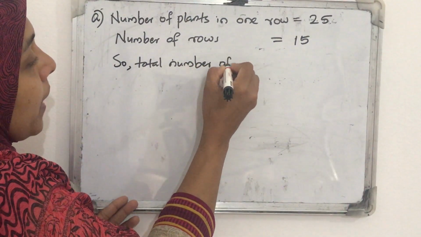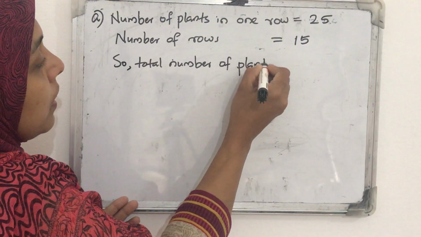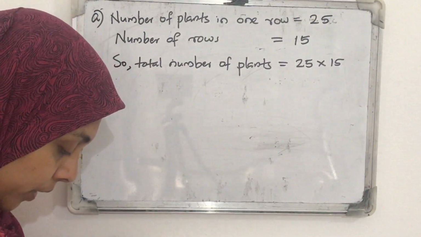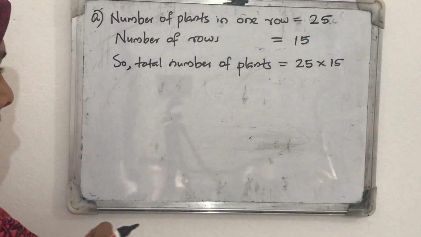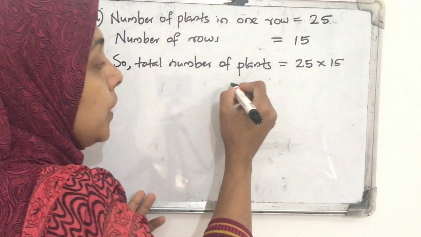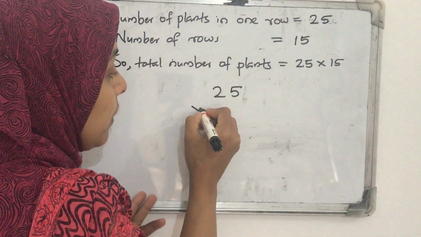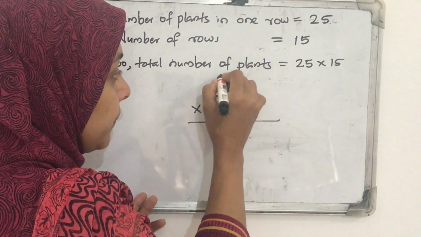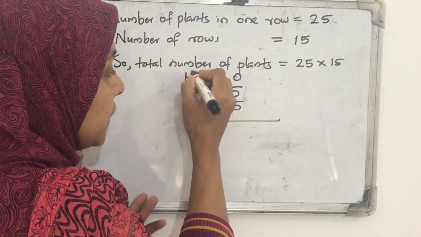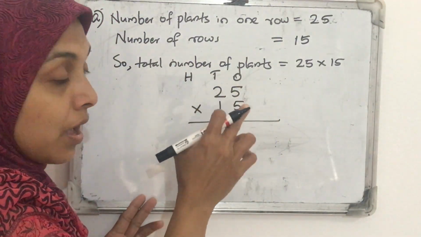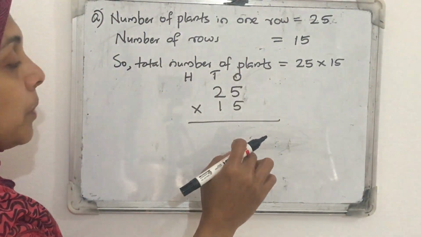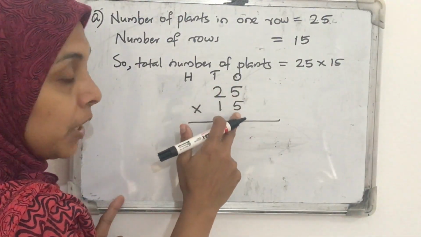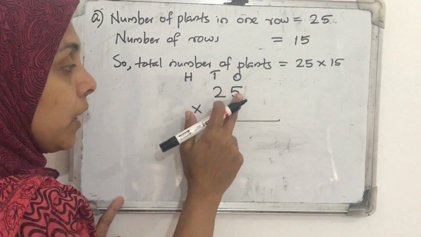Total number of plants equal 25 into 15. Do that multiplication, 25 multiplied with 15. Write this with ones place, tens place, hundreds place. When you write the answers, keep the correct order of places. First multiplication, 5 multiplied with 5. 25 we are multiplying with 5 first.